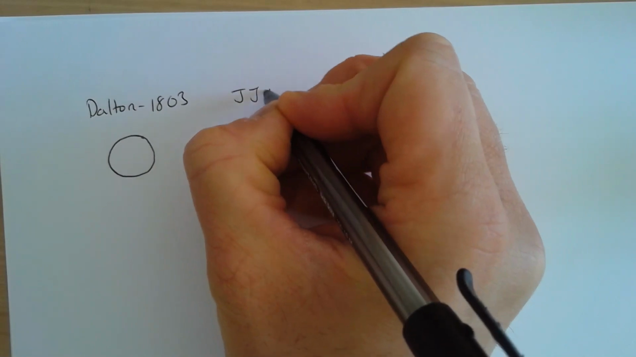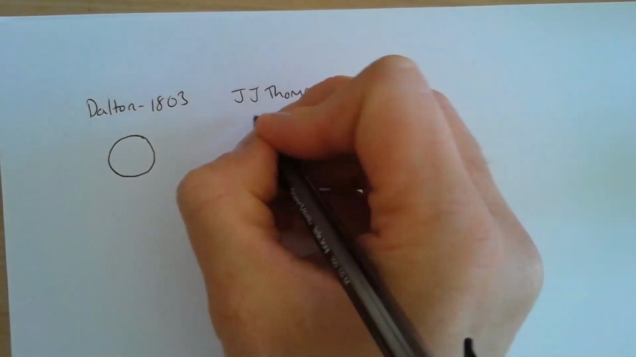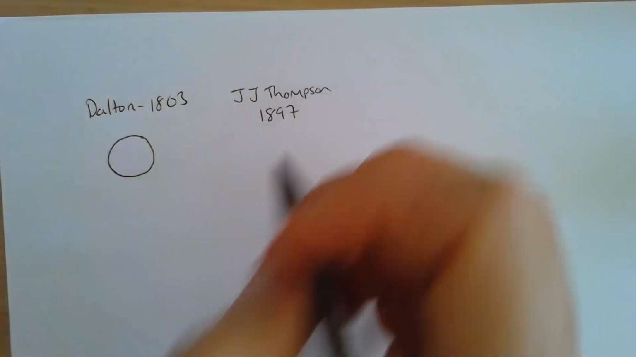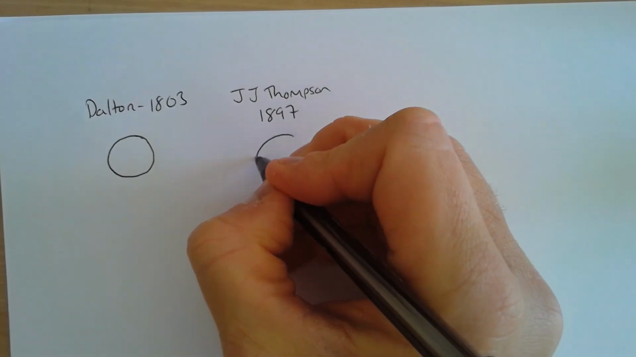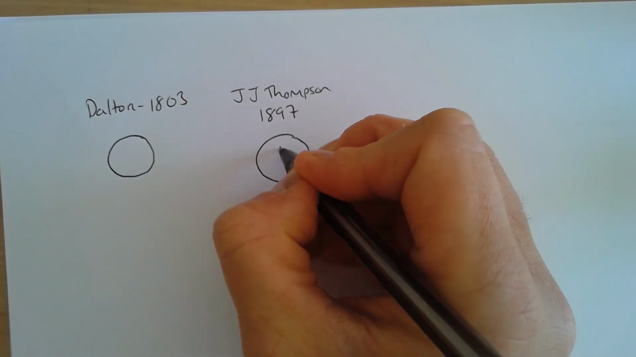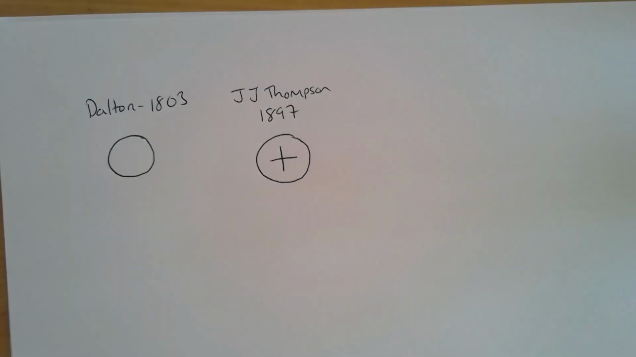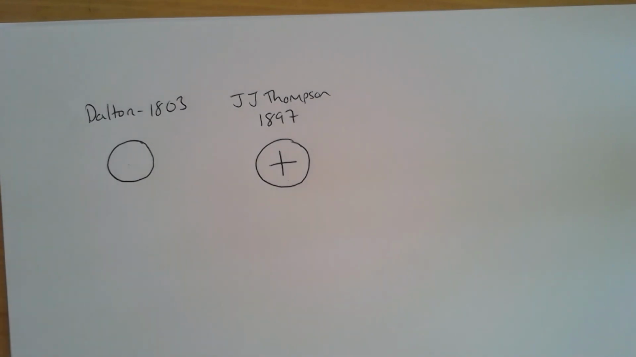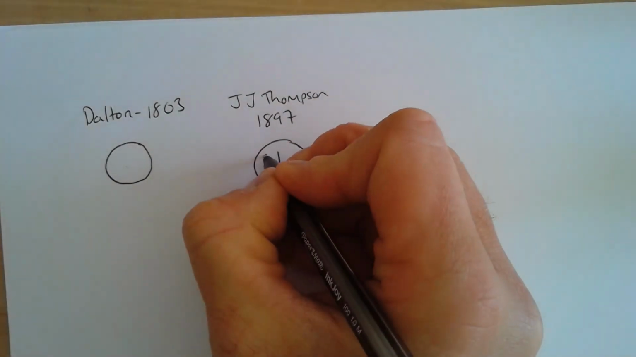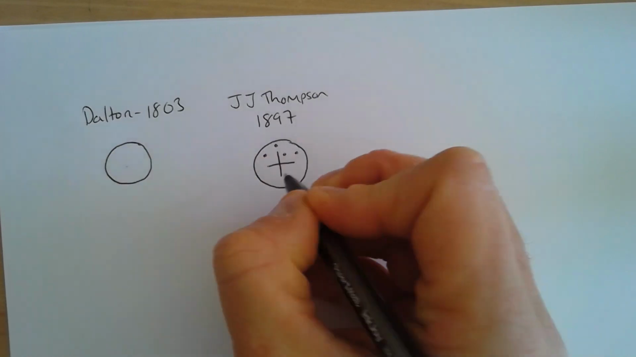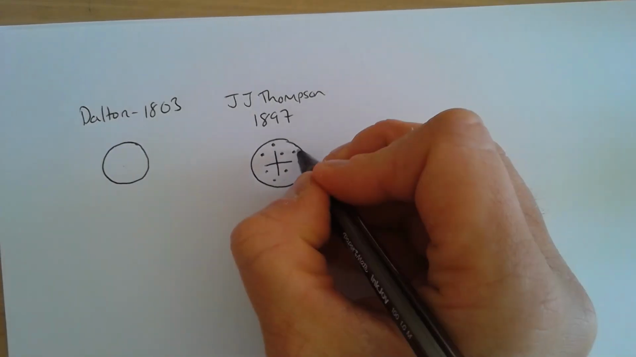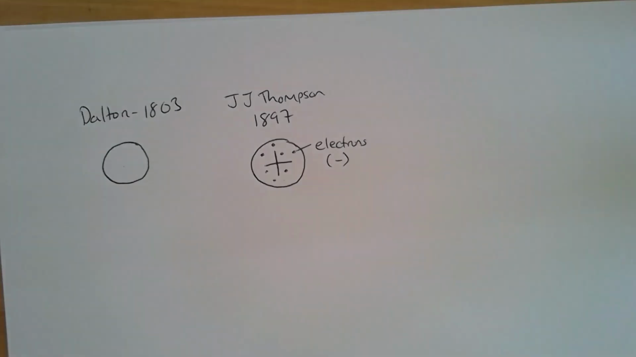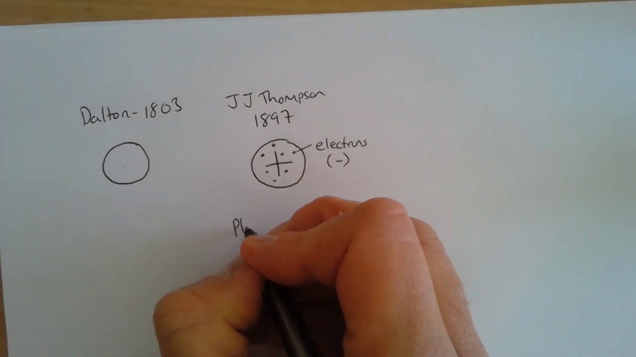Then a scientist, J.J. Thomson, in 1897 discovered the electron. And as a result of his discovery of the electron, he was able to come up with a new model for the atom. And that was that it was a sphere, like John Dalton's model, but the sphere was positively charged and spread throughout the sphere were electrons. And these electrons had a negative charge. And this was called the plum pudding model.